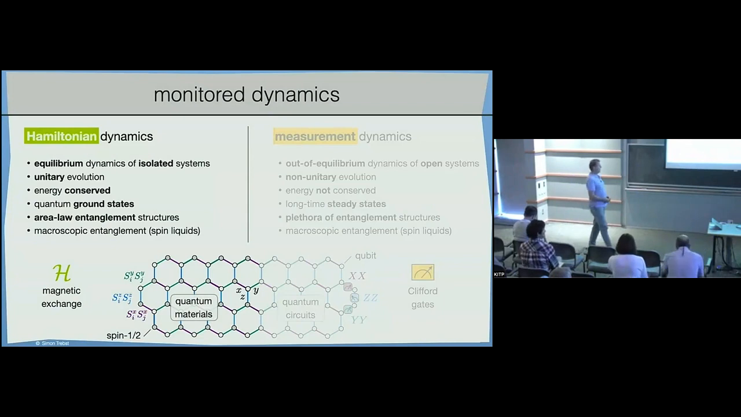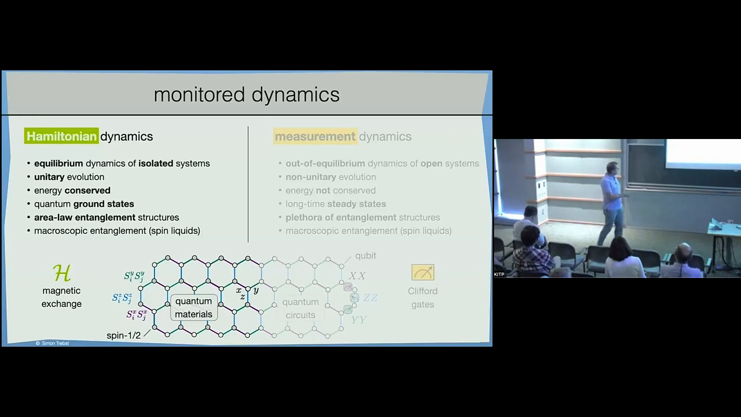interesting ground states. And in terms of entanglement, which will feature in this talk very prominently, we expect these ground states, if you have local Hamiltonians, to have area law entanglement structures. That's per se interesting because macroscopic entanglement, which sets apart spin liquids from everything else, falls into this category. So, Hamiltonians and quantum materials.